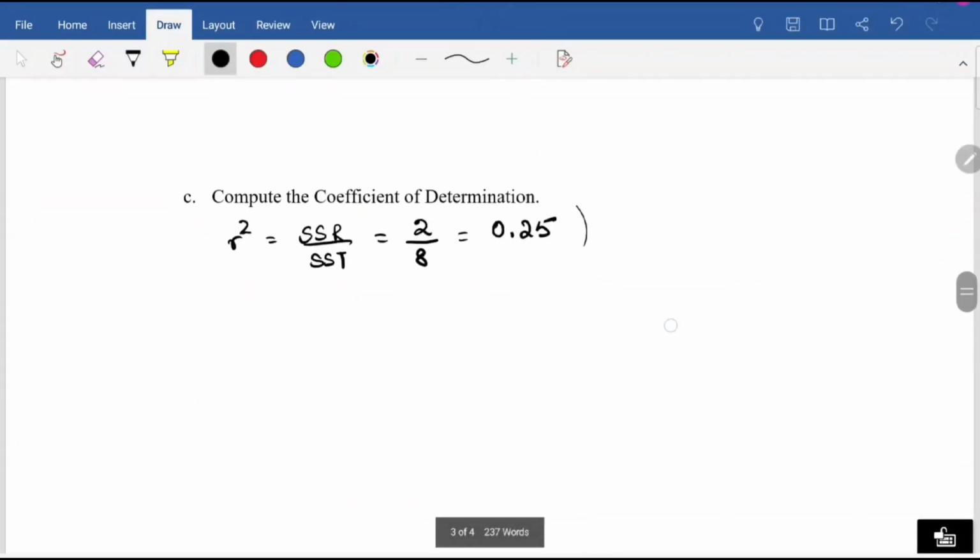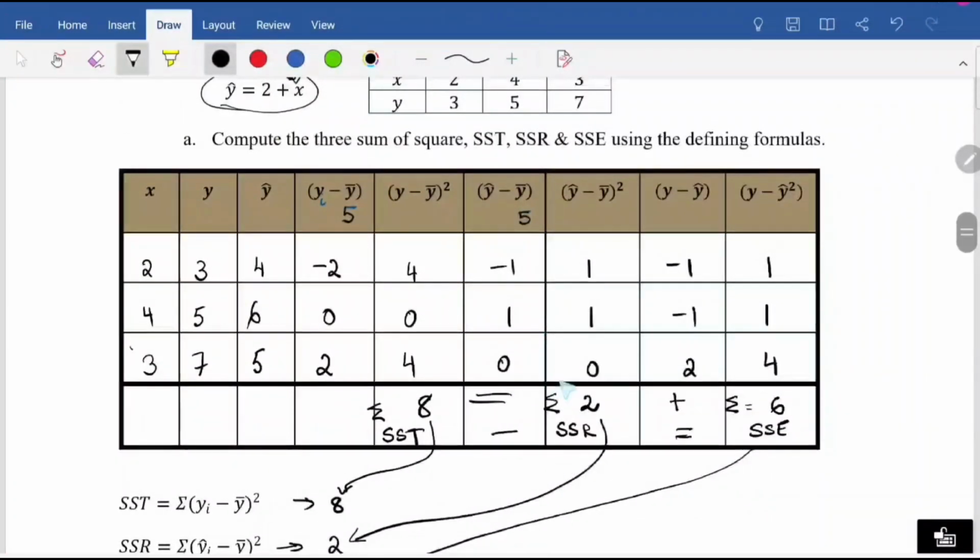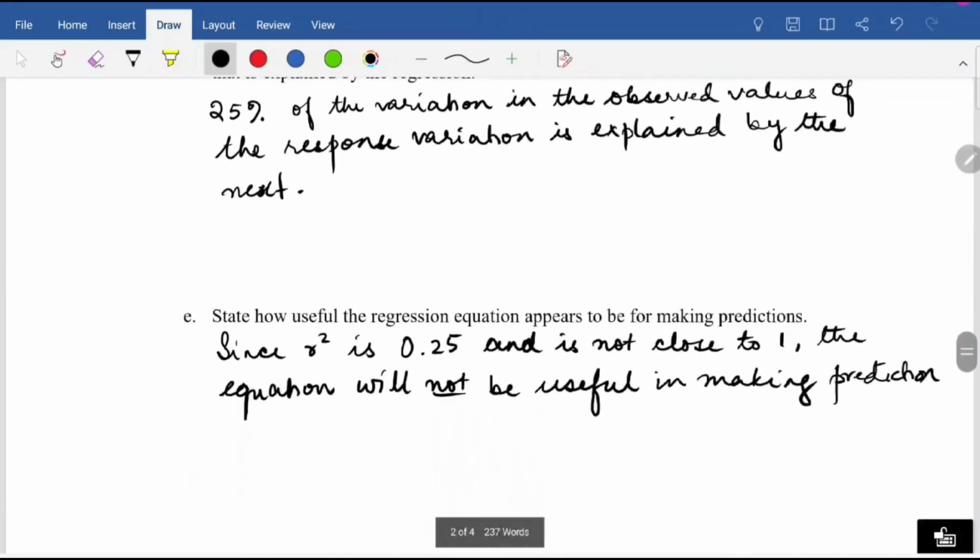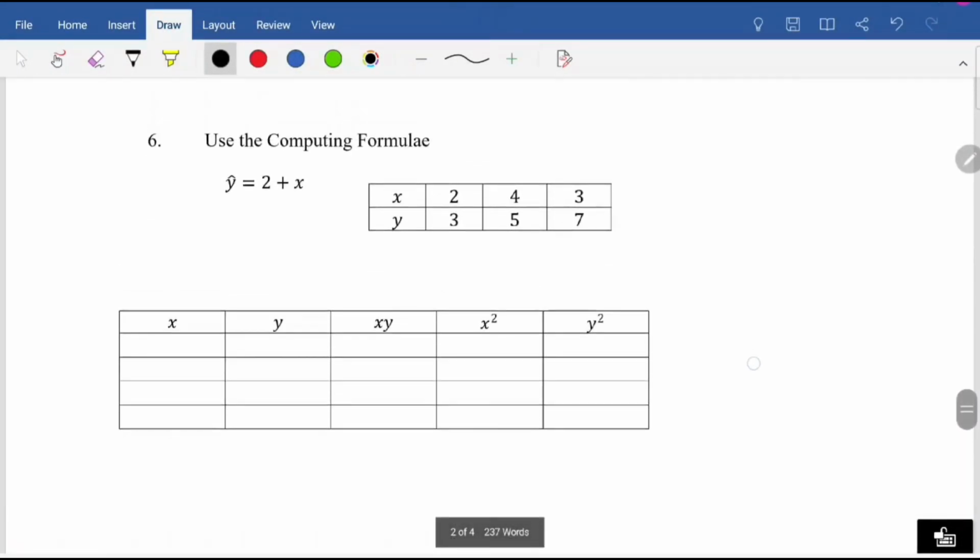Remember, over here we had to do a lot of subtractions. We had to find the mean of all the y values. Then we had to do a lot of subtractions and then squaring and then adding. Let's see what is involved this time using the computing formula. So again, same equation and same data set. So I'm going to write my x and y values, 2, 3, 4 and 5 and 3 and 7. Those were our x values.